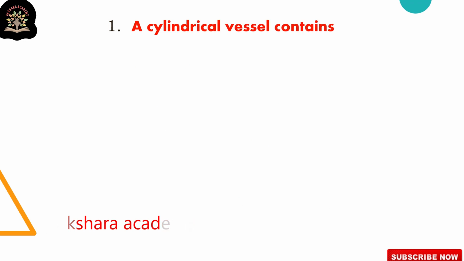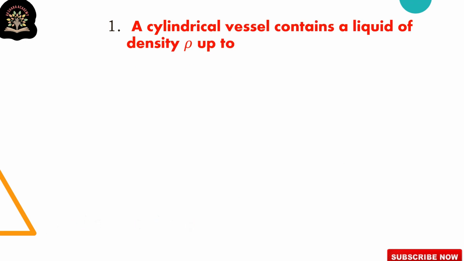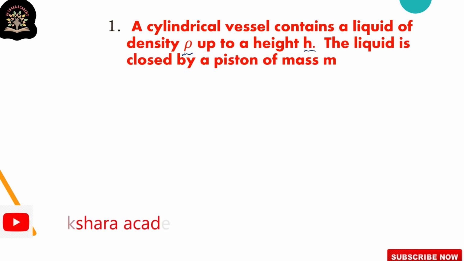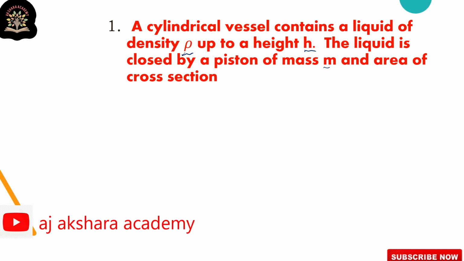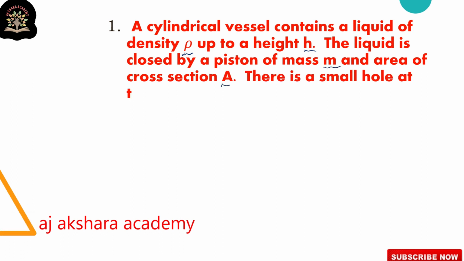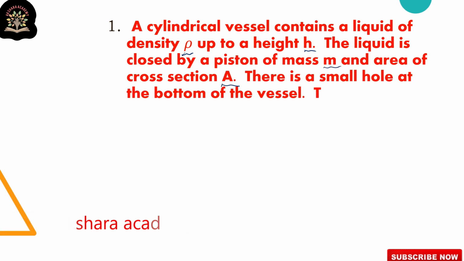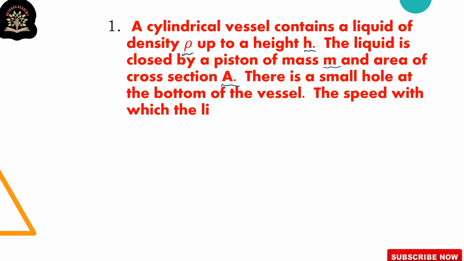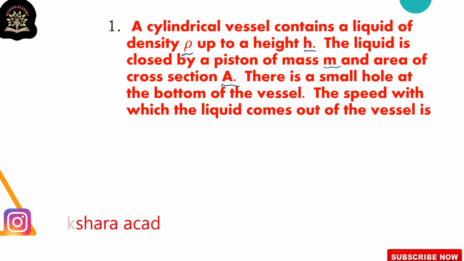A cylindrical vessel contains a liquid of density rho up to a height h. The liquid is closed by a piston of mass m and area of cross section a. There is a small hole at the bottom of the vessel. The speed with which the liquid comes out of the vessel is. So here we have to calculate the speed with which the liquid comes out from the vessel. So let us go to the solution.